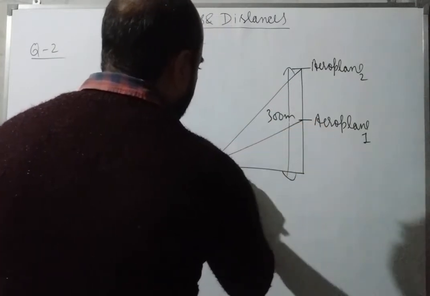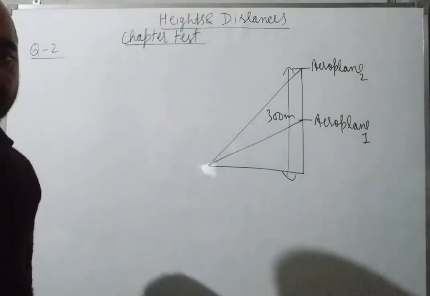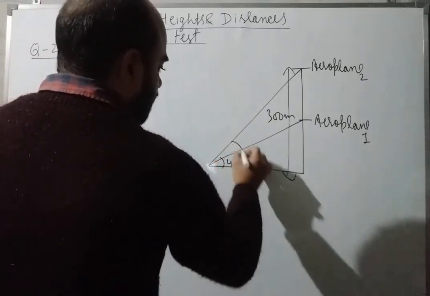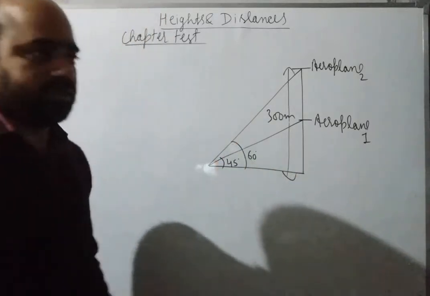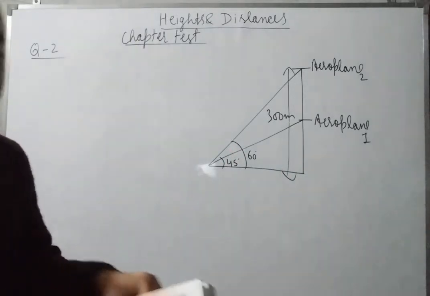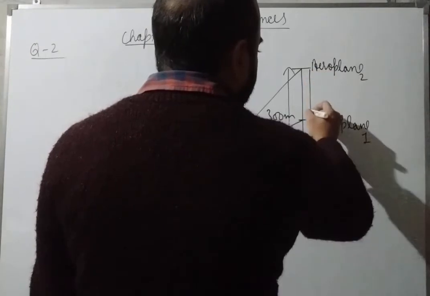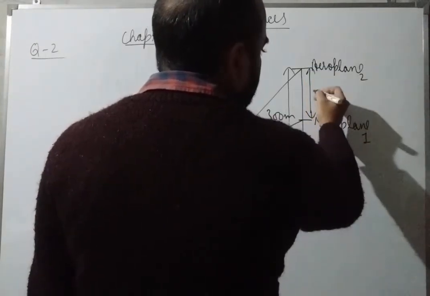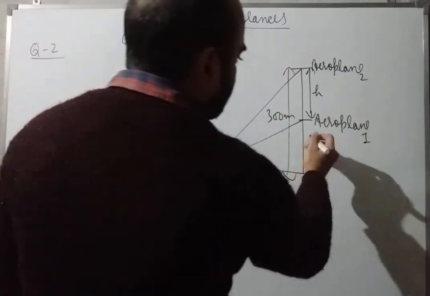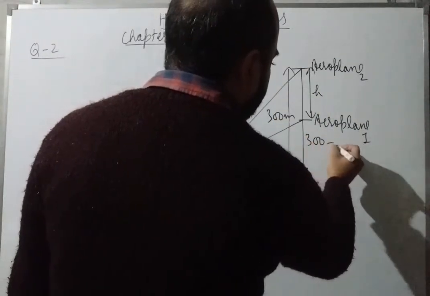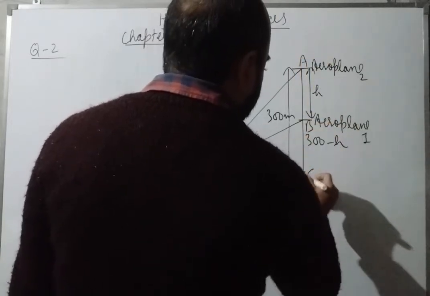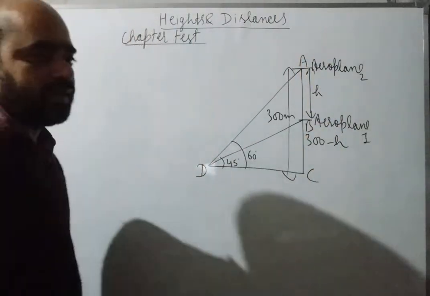angle of elevation are given from the same point. What are the angles? This is 45 degree and this is 60 degree. Correct? Find the vertical distance between the two planes. It means we have to find this distance. So suppose this is h. Okay? So total is 3000. So this will be 3000 minus h. Suppose this is A, B, C, D. So this is the diagram.